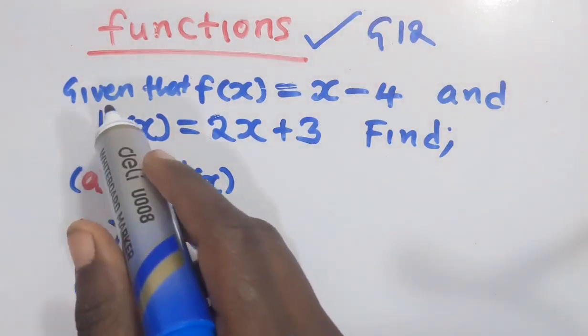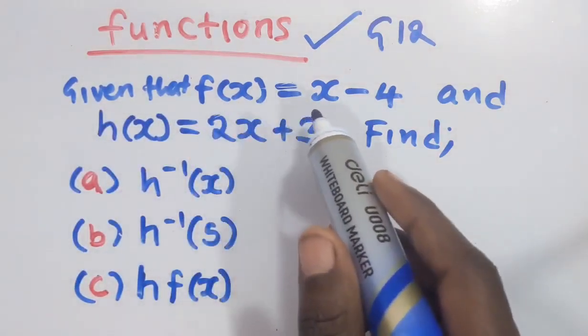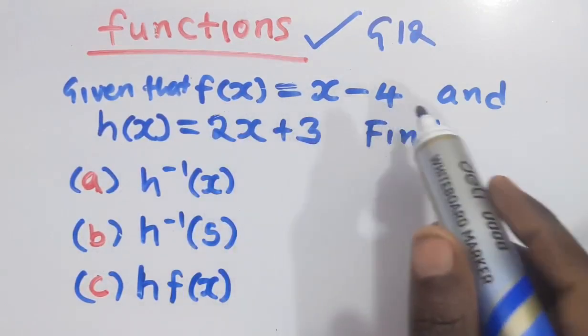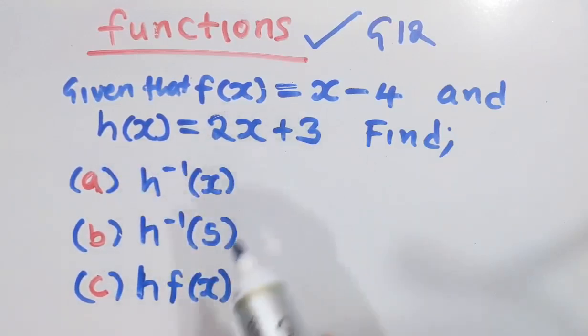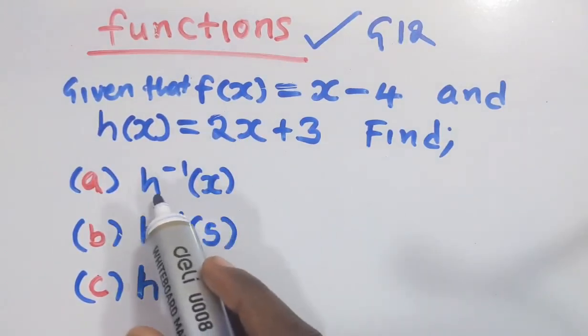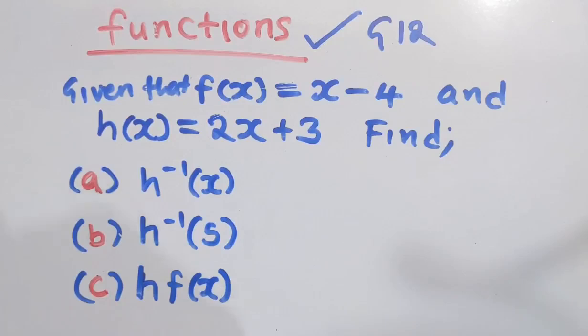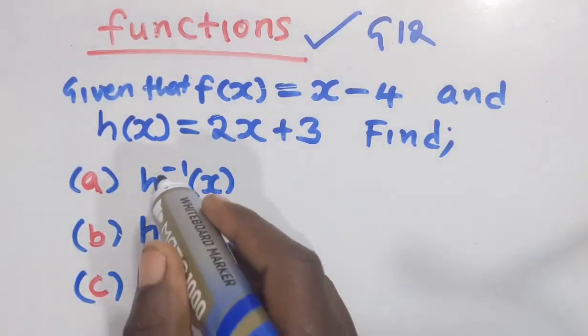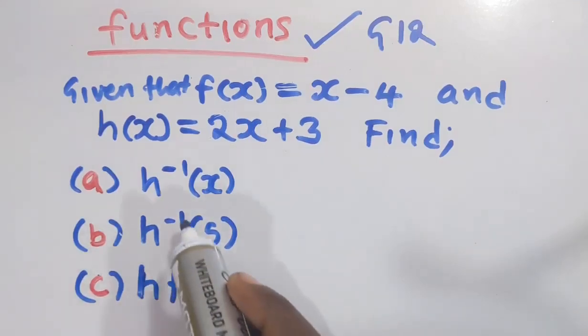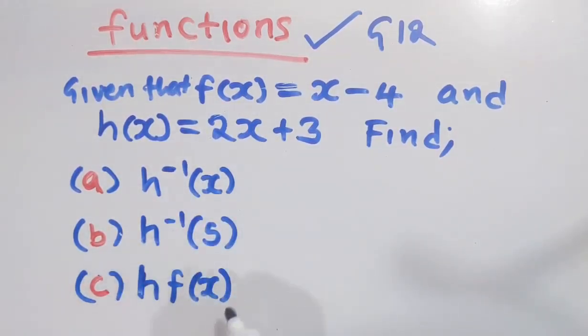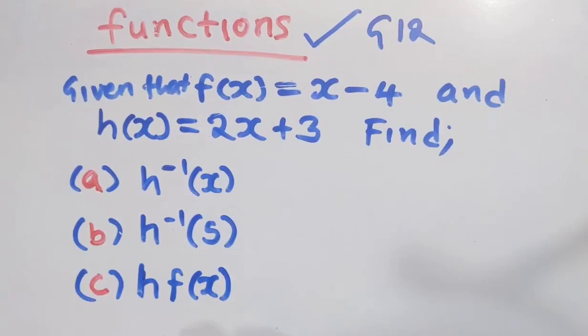This is the question that we are given. Given that f of x is equal to x minus 4 and h of x is equal to 2x plus 3, find h inverse of x. This is the inverse function that they want you to find. Now I want to show you how you can find the inverse functions as well as the composite function, which is down here. So pay attention as we solve this question.